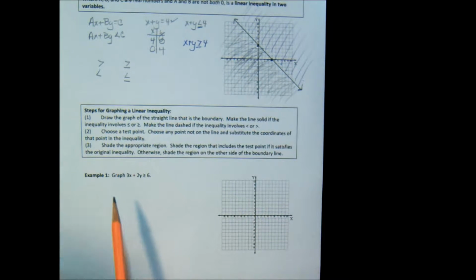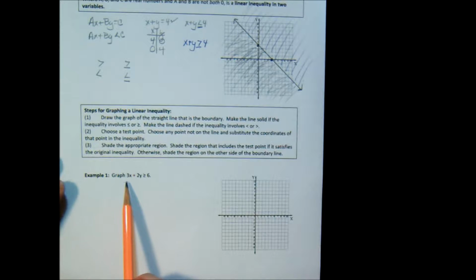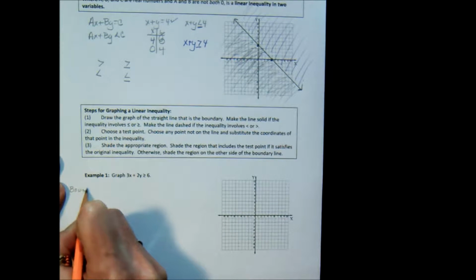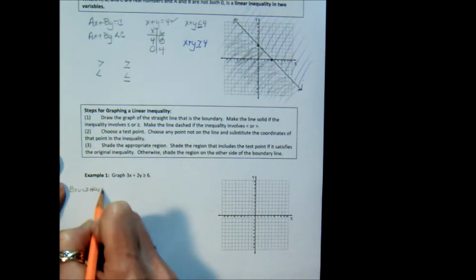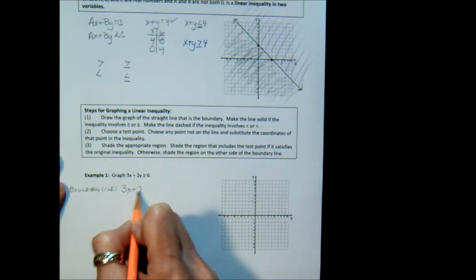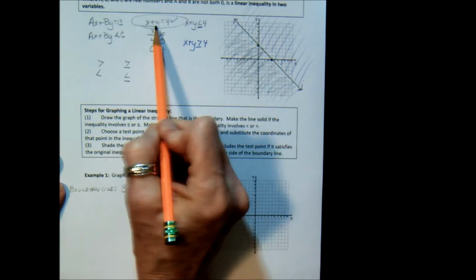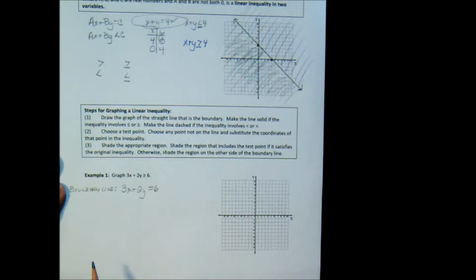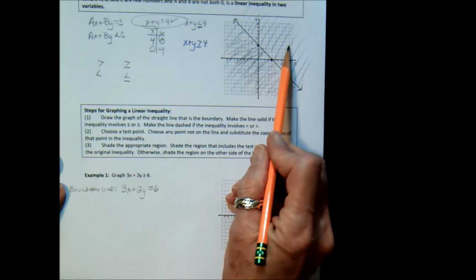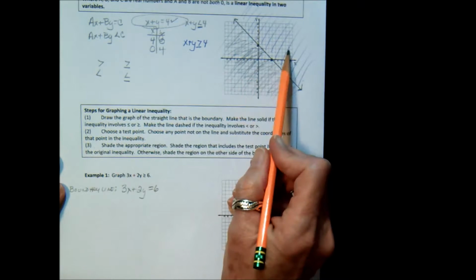So in example 1, it says graph the inequality 3x plus 2y is greater than or equal to 6. What we're going to do is start with what is called the boundary line. The boundary line is just the same equation, but with an equal sign in it, just like we did up here when we started with x plus y equals 4. That's to get me the line. Then I look at which region I want, below or above.